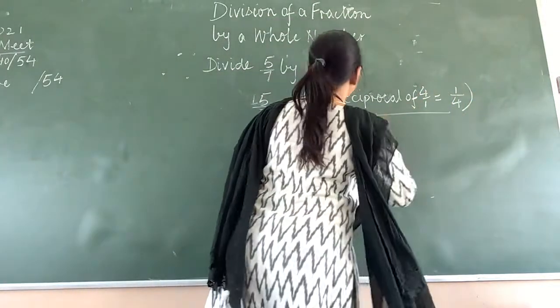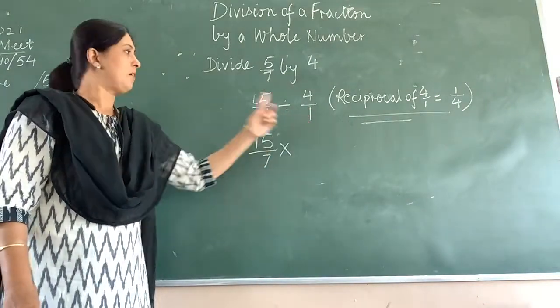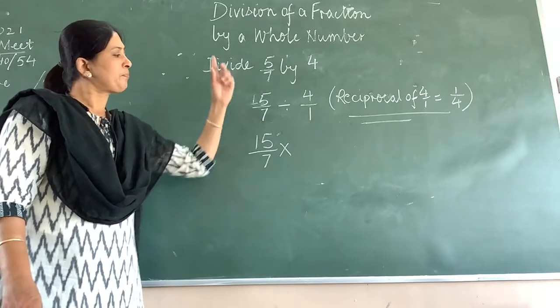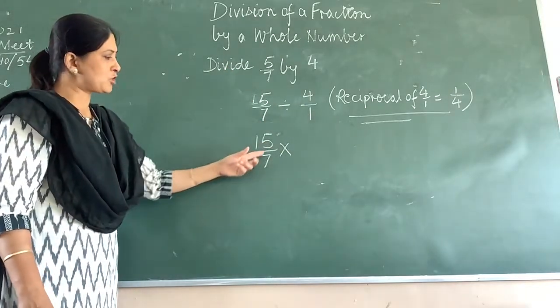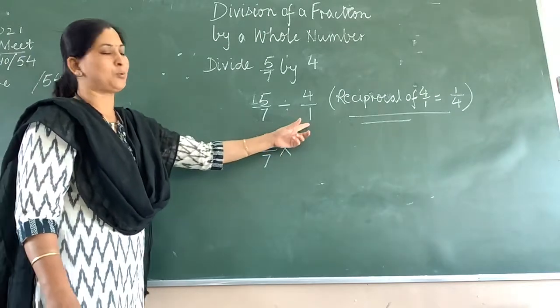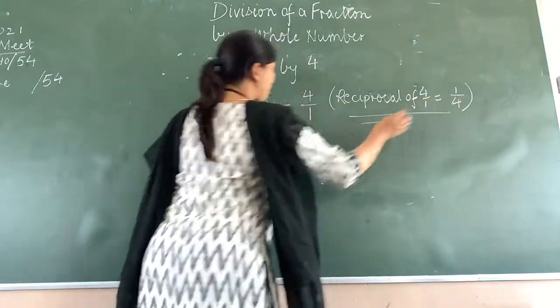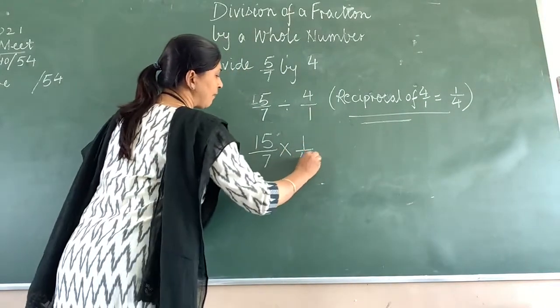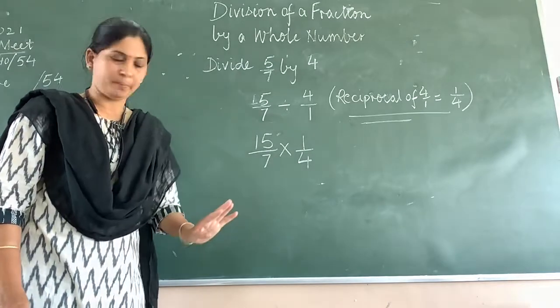Remember this. We write the reciprocal of the second fraction. We multiply the first fraction by the reciprocal of the second fraction. So we wrote our first fraction and then multiplied it by the reciprocal of the second fraction. The reciprocal of 4 over 1 is 1 over 4. So we multiply 5 over 7 by 1 over 4.